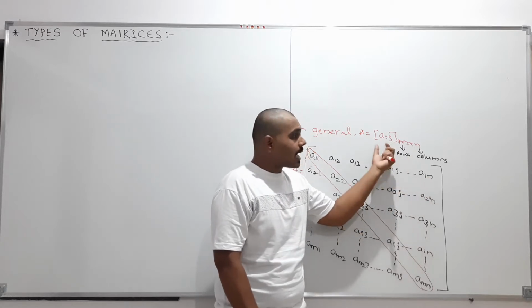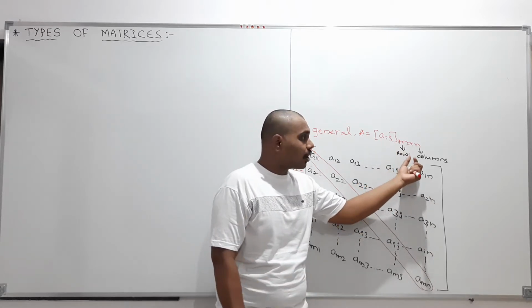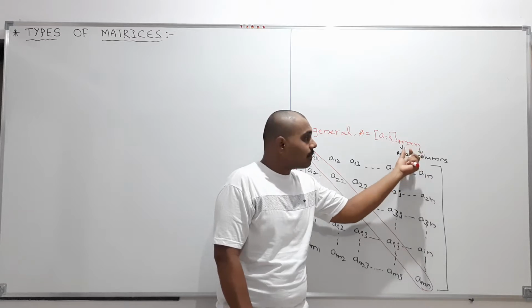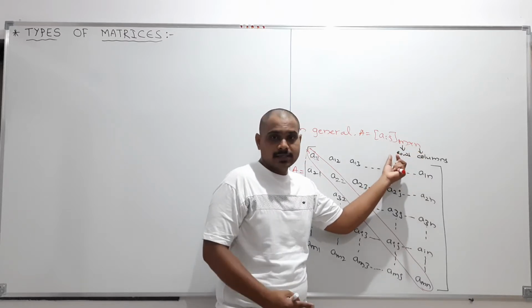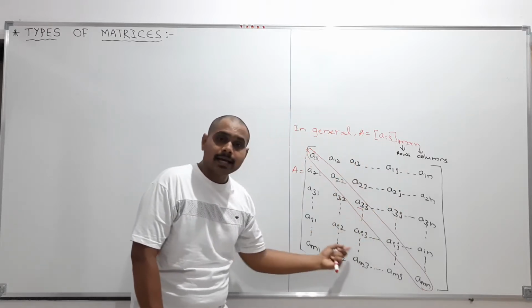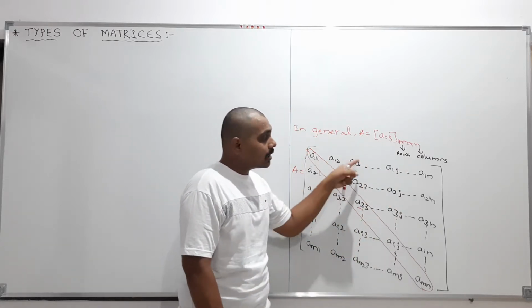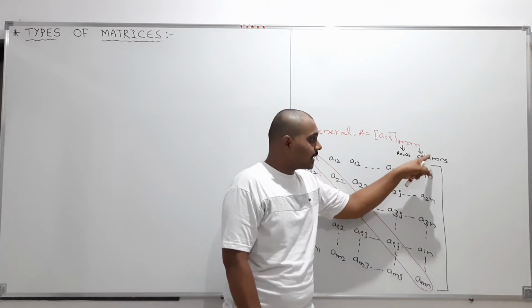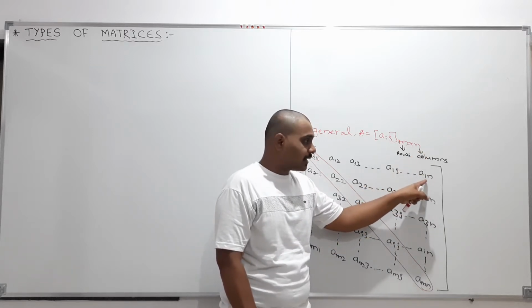It is because I am writing the matrix of order m cross n. What does the order m cross n indicate? In this matrix, m rows are there and n columns are there. Therefore n columns must be there, so I am writing A1n.